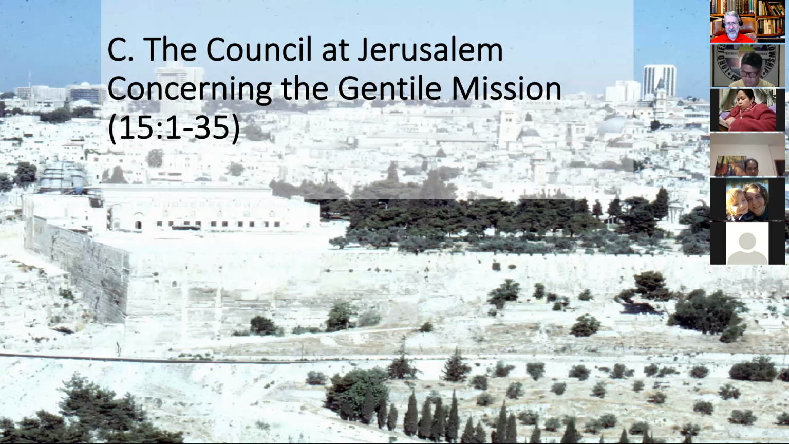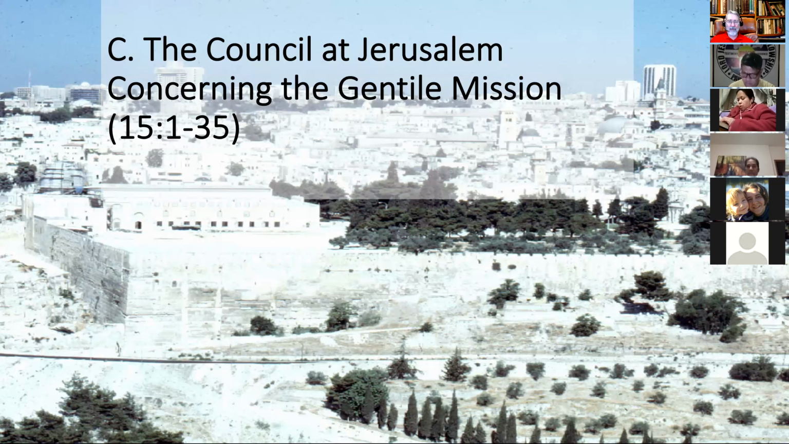Circumcision was a good thing, not an evil thing. But Paul says this good thing is not necessary for the Gentile world. Well, this wasn't going to be solved at Antioch. The problem was significant enough that one church alone shouldn't decide it. And on this, they all agreed, and a meeting was called in Jerusalem.